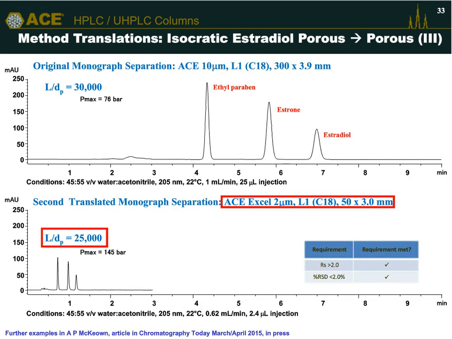And now you can see here the top chromatogram is the original separation, and then the bottom chromatogram is a 50 by 3 millimeter 2 micron particle, and you can see within the table it still meets the system suitability criteria, but now the runtime is 2 or 3 minutes compared to 8 or 9 minutes originally.